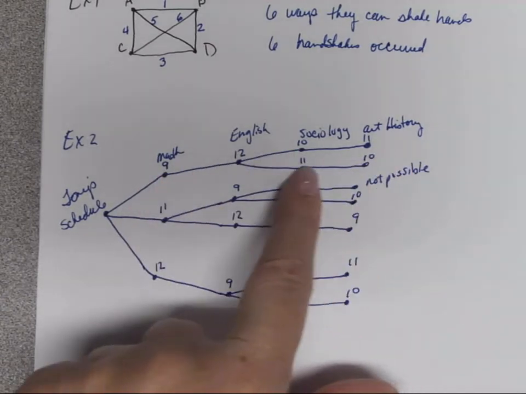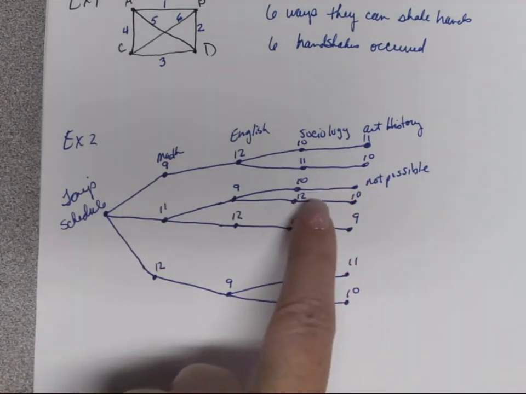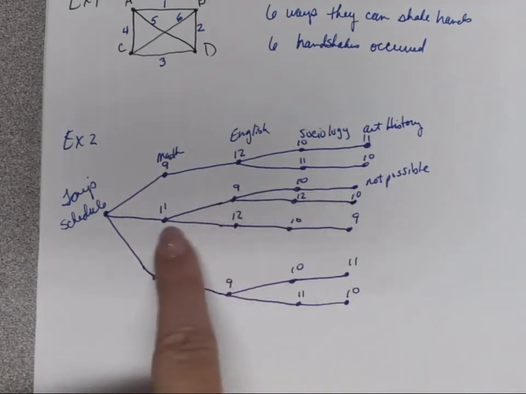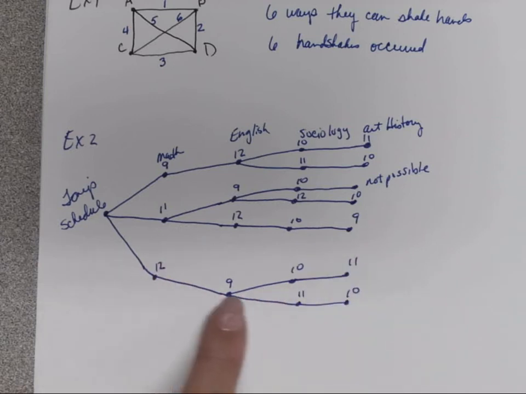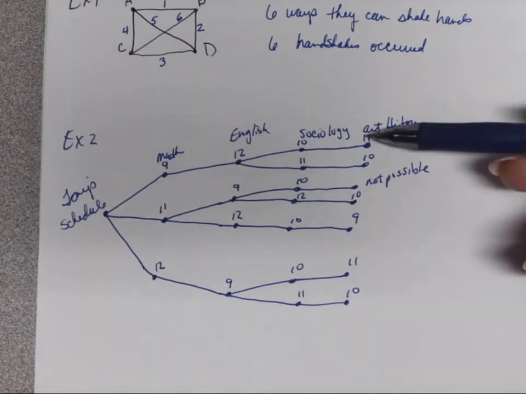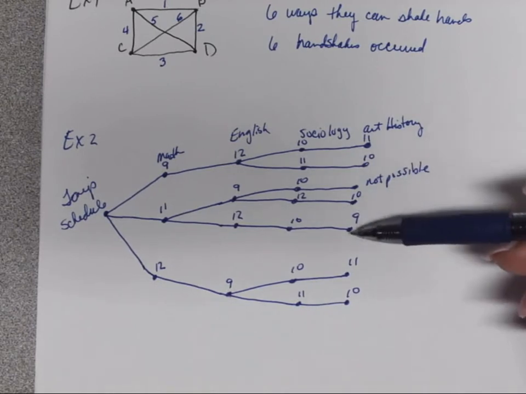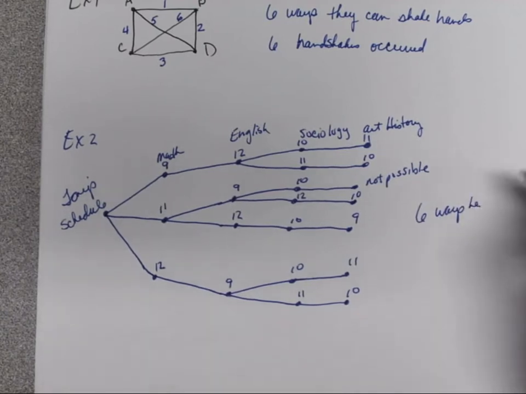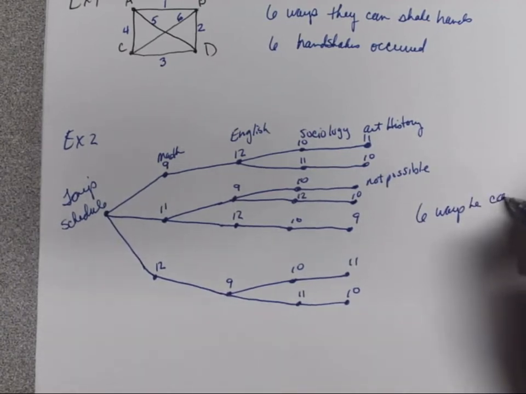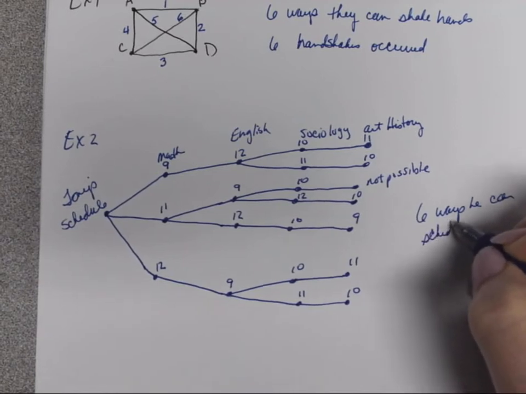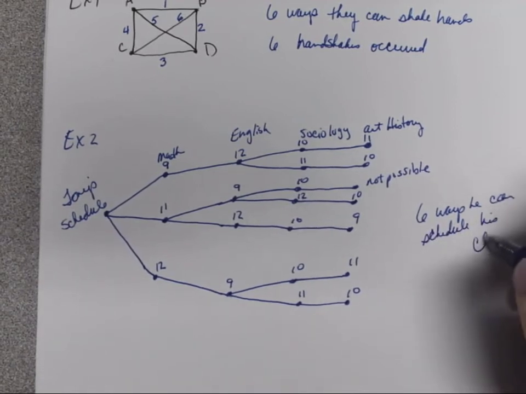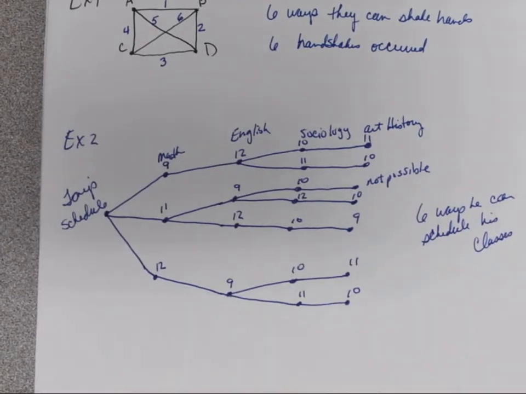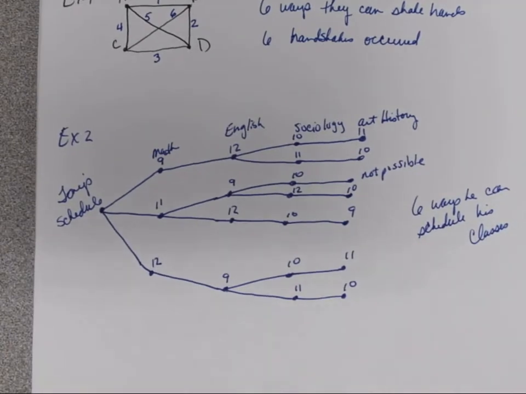So here we can see that none of our times on each branch repeat. We can follow it along and we can see that if those branches were complete, we have a class at 9, 10, 11, and 12 on each branch, except for the one that was not possible. So we have 1, 2, 3, 4, 5, 6 ways he can schedule his classes. Okay, that's using a tree diagram.